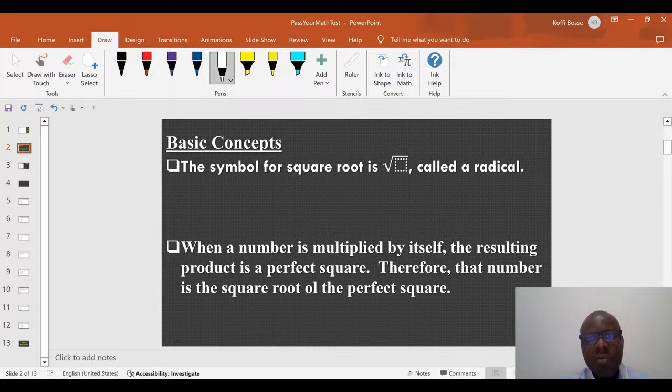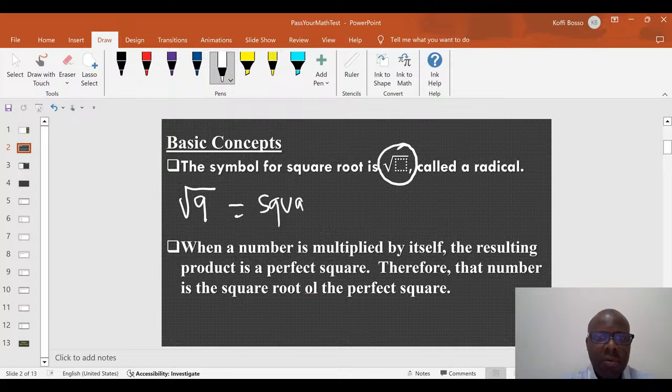The symbol for square root is this. Every time you see this symbol, that is a square root, and we also call it a radical. For example, the square root of 9, like radical 9. The answer is 3. We'll see in a few seconds why it is 3.